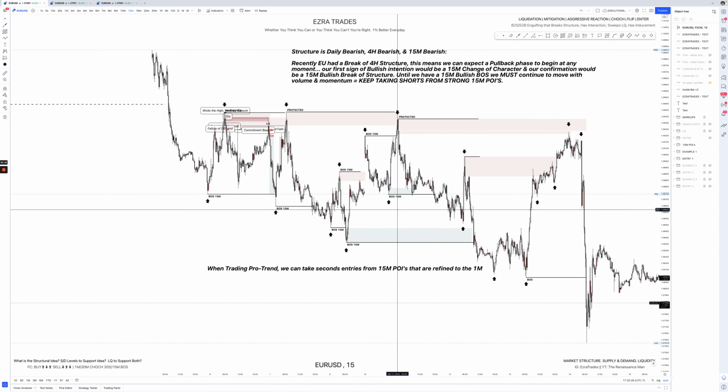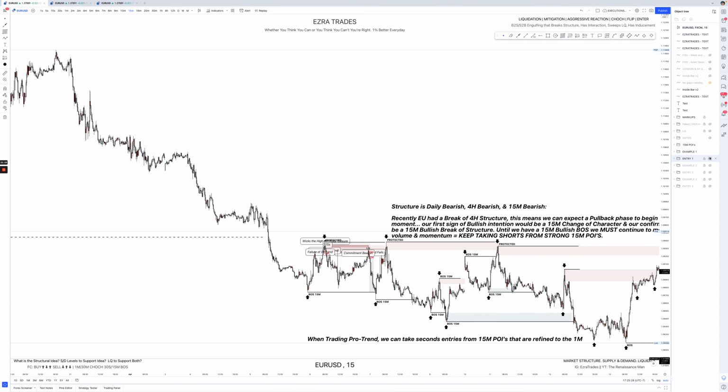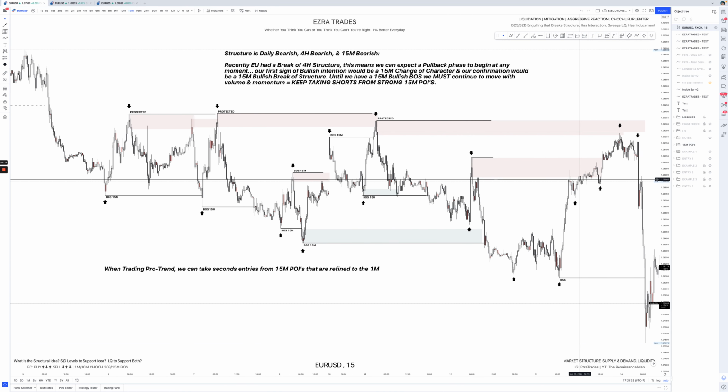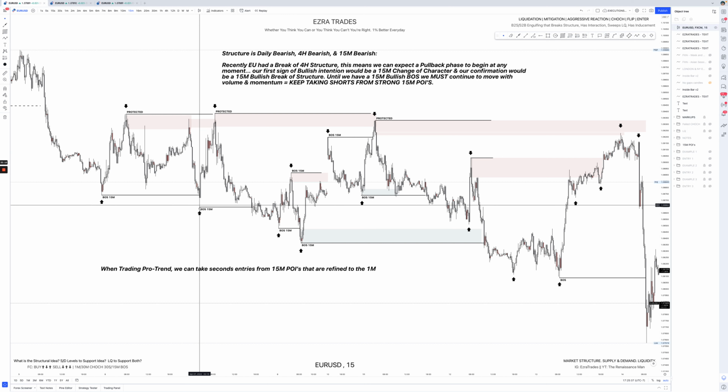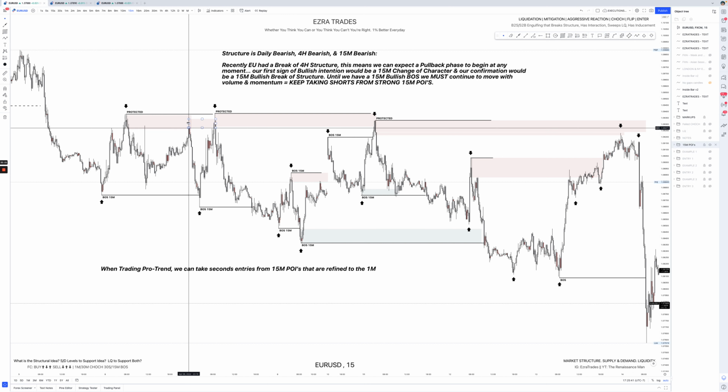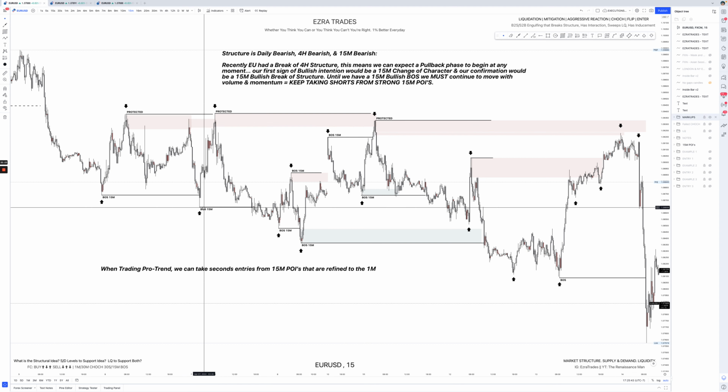All right. Let's hide that one. Awesome. All right, so this basically caused a break of structure to the downside on the 15-minute. So here we have this. Now basically what we have here is a new swing to the downside, right?